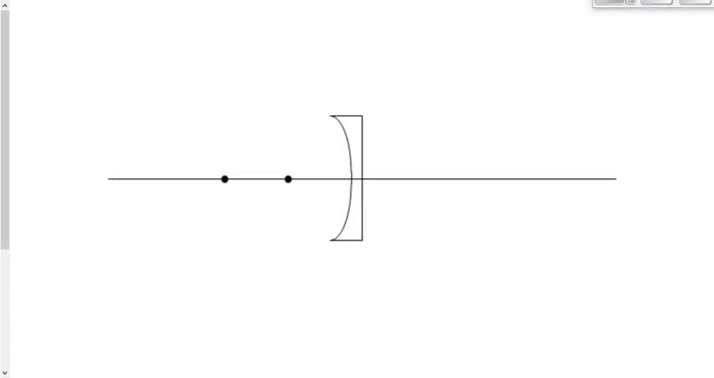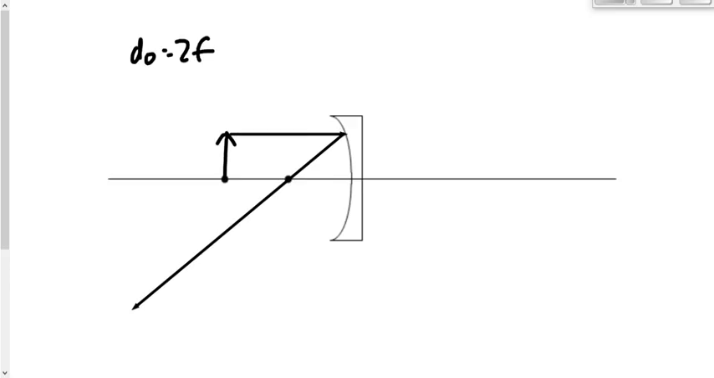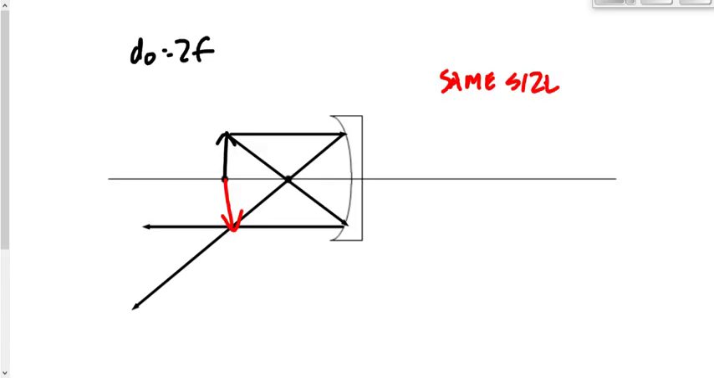Second diagram, we're going to place our object at 2F. First ray is going to go parallel down through the focal point. Second ray is going to go down through the focal point, and it should reflect back parallel to the principal axis. Now, those should intersect directly below our object, and it should be exactly the same size. It should be inverted, and it should be real.